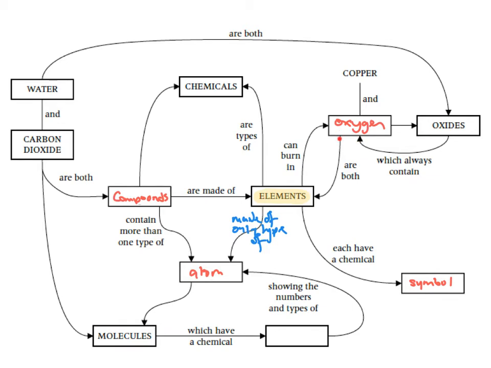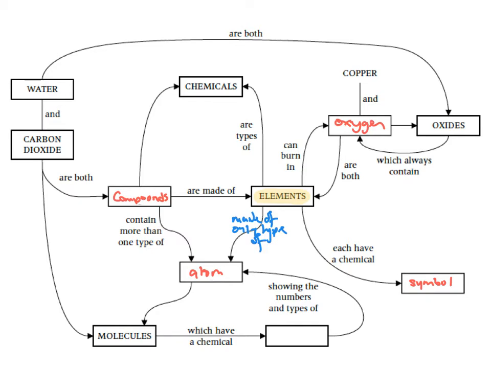And we've got a backwards arrow here, so we know that oxygen is an element. It says "are both." I don't think there is a problem with this example, but it's because they're referring to the copper here. So they're saying copper and oxygen are both elements.